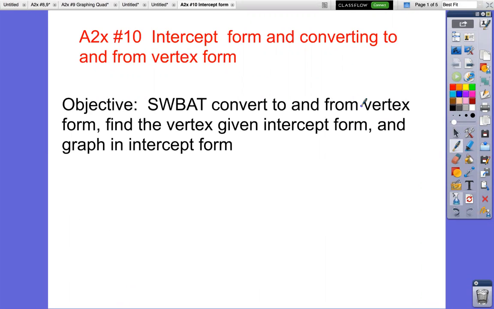We are converting to and from vertex form, finding the vertex given intercept form, and graphing in intercept form. This is actually something that shouldn't take that much time. So we have to go to and from vertex form, from vertex form to standard, standard to vertex form. And then we've got to introduce a third form called intercept form, which also looks like it's factored form.